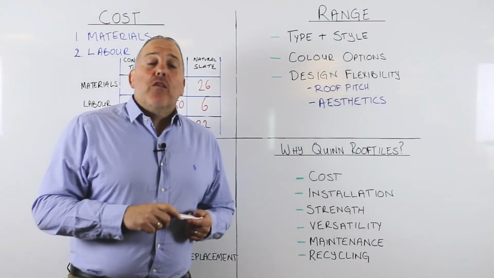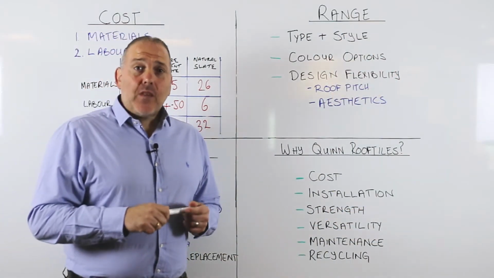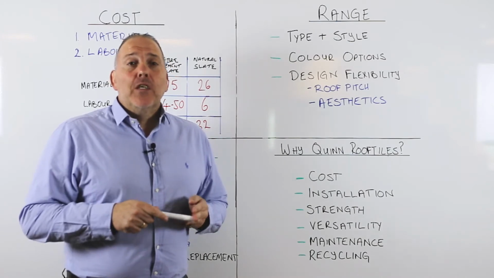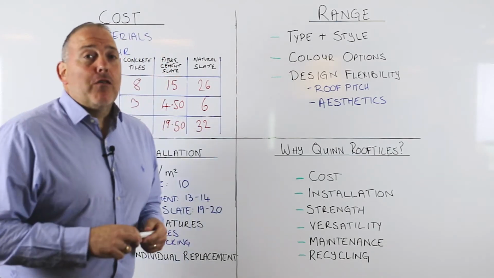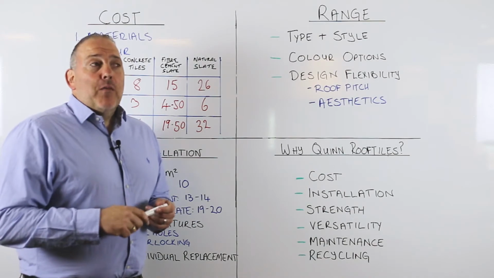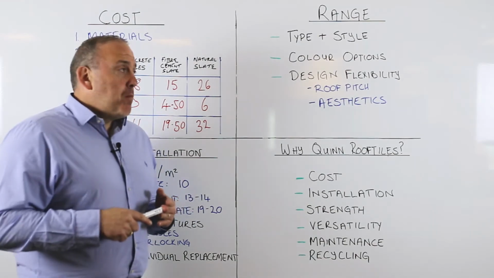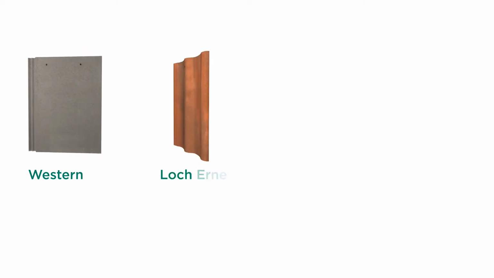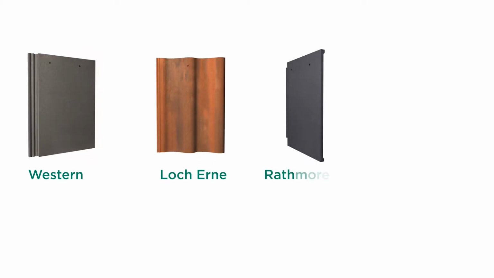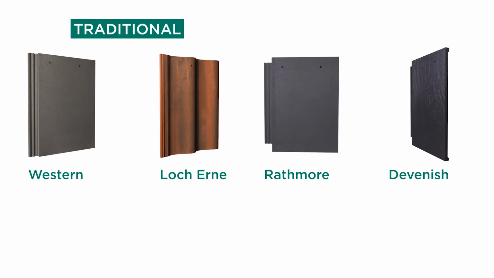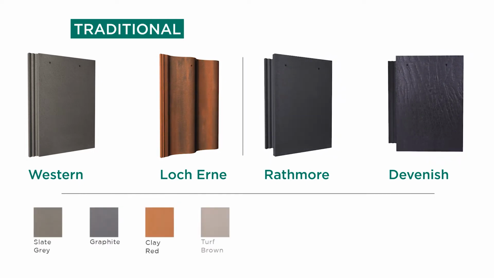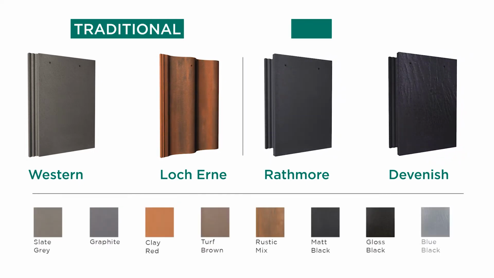Concrete roof tiles offer a wider variety of choice in comparison to other products. Quinn concrete roof tiles are available in 4 different profiles. Our traditional profiles include the Western slate and the Lock Iron. The Western slate is a chunky type flat tile with a smooth finish. The Lock Iron is a double pan tile, which is a bold rolling tile.